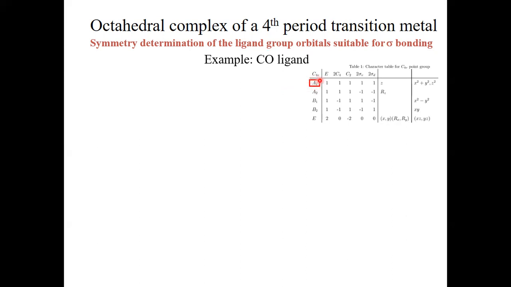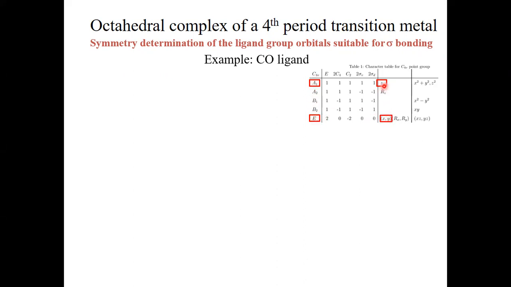Now what about our 2pz orbital? Well, you see that we have the letter z in the irreducible representation of the type A1, and that means that our 2pz orbitals of both the carbon and the oxygen will also have the symmetry type A1. Now what about the 2px and the 2py? You see that both the letters x and y are here in parentheses, and that indicates that the 2px and the 2py orbitals are degenerate, and precisely they have the symmetry type E.